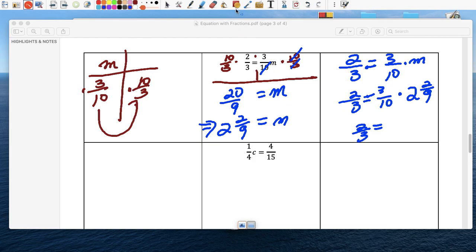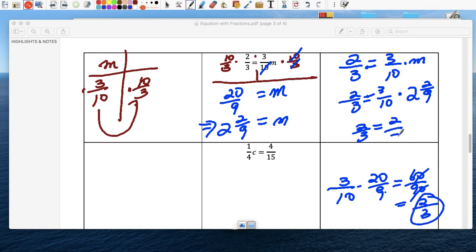I do have a yellow calculator, but I'm going to do it the long way. So 3/10 multiplied by 2 and 2/9, but instead of 2 and 2/9, I'm going to replace that with 20/9 because that's easier for me. 3 times 20 is 60, 10 times 9 is 90, divide by 10, divided by 10, and then divide by 3, 6 divided by 3 is 2, 9 divided by 3 is 3. Okay, I get 2/3. So you can either do it this way, or you can use your calculator.